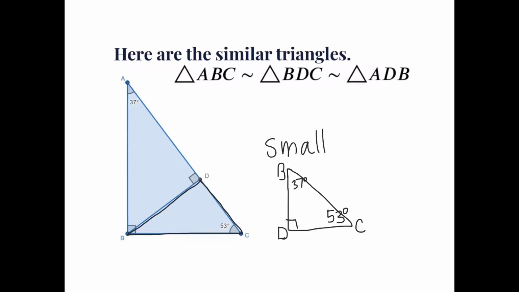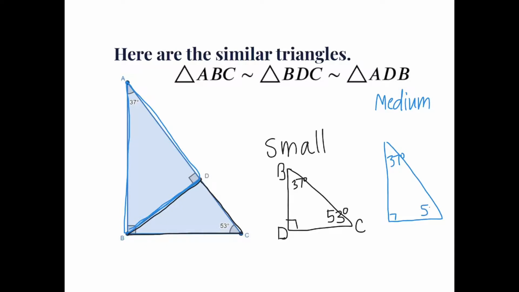So now in blue, let me redraw my medium triangle. And you'll understand in a little bit why I'm redrawing this. So here is my medium triangle. Okay, so I want my 37 degrees up at the top, and then I want my 90-degree angle here in the bottom corner. That means my 53-degree angle goes over here.